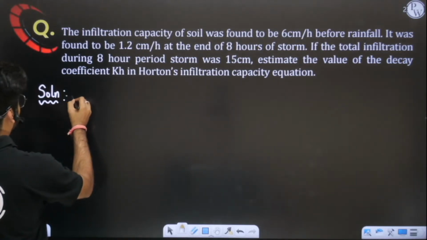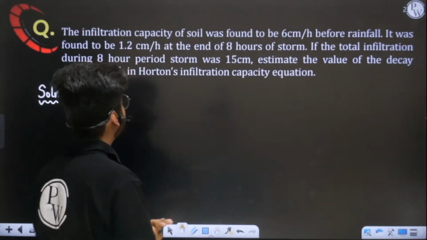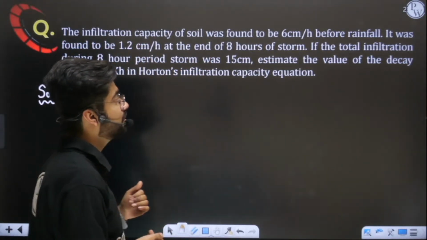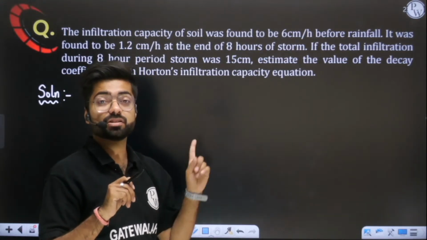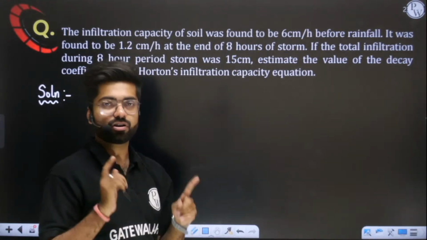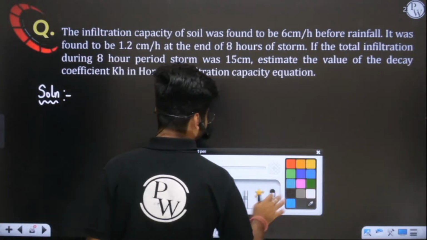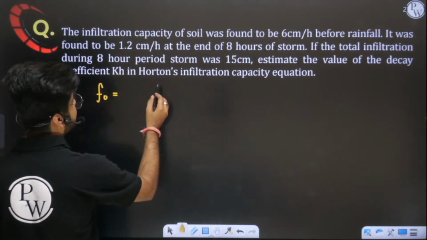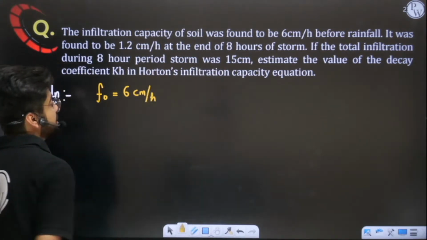So first let us write down the data which is given to you in the question. This question is saying the infiltration capacity of a soil was found to be 6 centimeter per hour before rainfall. Before rainfall, infiltration capacity is 6 centimeter per hour, which means this is F naught, the initial infiltration capacity. So F naught is given to me as 6 centimeter per hour. Okay, first line is clear to me.